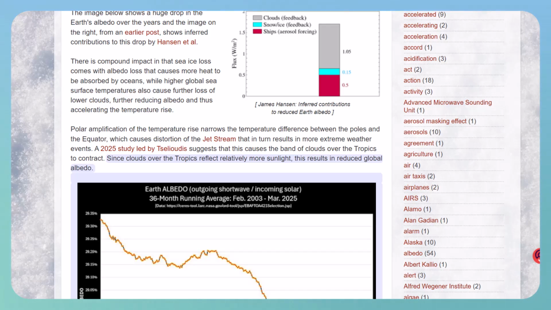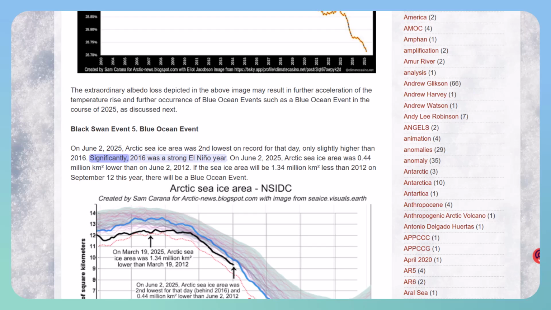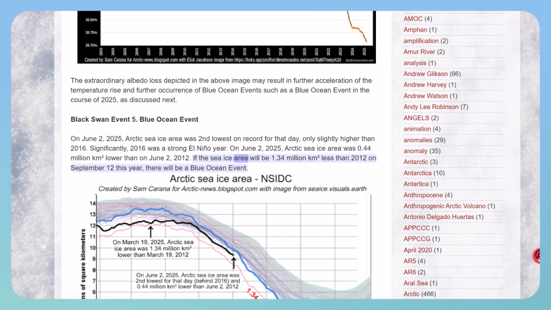Black Swan Event 5: Blue Ocean Event. On June 2, 2025, Arctic sea ice area was second lowest on record for that day, only slightly higher than 2016. Significantly, 2016 was a strong El Niño year. On June 2, 2025, Arctic sea ice area was 0.44 million square kilometers lower than on June 2, 2012. If the sea ice area will be 1.34 million square kilometers less than 2012 on September 12 this year, there will be a blue ocean event.